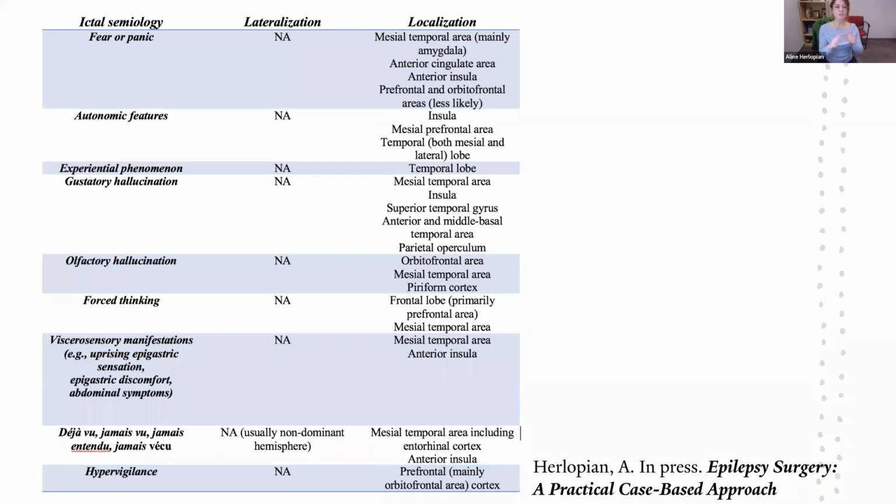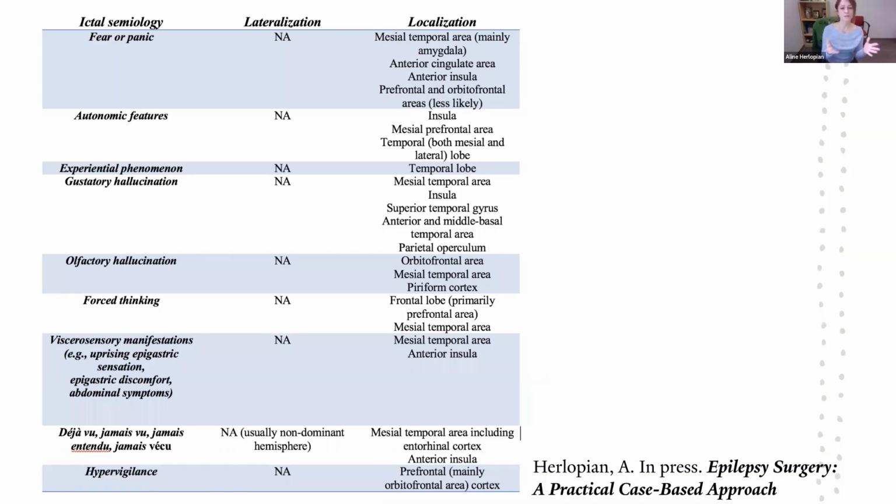So what are the most important, key semiology features that we have to look for? Fear, panic, most likely mesial temporal, anterior cingulate, anterior insula, and to certain rare extents, the prefrontal and the orbitofrontal area. The reason why it's probably less likely is there might be a propagation from the anterior insula to the prefrontal area, and hence we sort of attribute it going into that region.